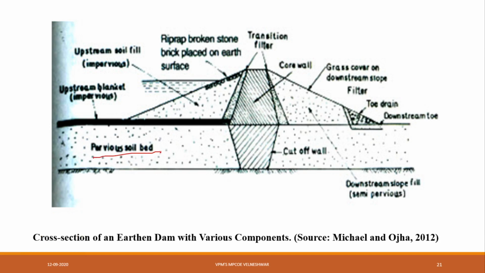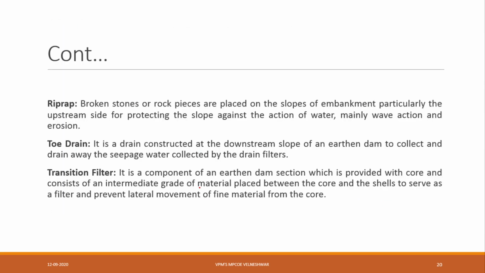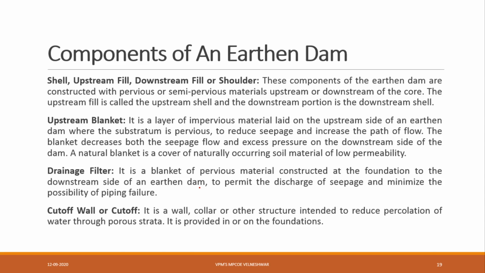Like if you see here, pervious soil bed, cut-off wall, next transition filter, riprap broken, upstream soil, upstream blanket, downstream slope. Components means what? Parts of our earthen dam. Here we are having different types of parts. We should know what is that meaning and what is the use of that one. Now this is the dam which was constructed in 2012. 2012 means recent.